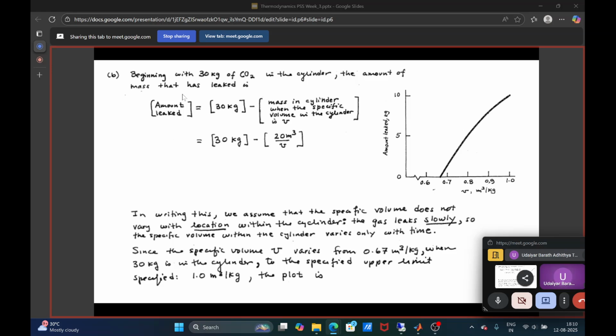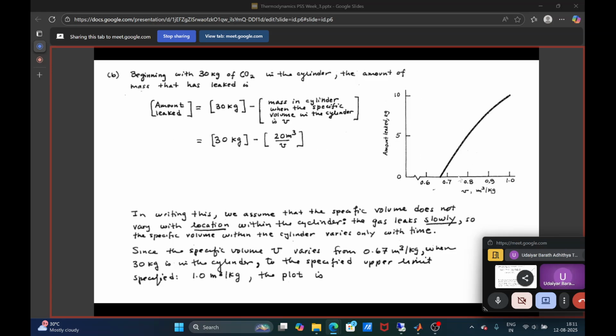So it's a simple problem. Next, when the leak starts developing, the mass is initially 30 kg. The amount leaked will be 30 minus the mass in the cylinder, and the mass in the cylinder can be expressed as 20 by V. So this is how the equation will look, the amount leaked in terms of specific volume.